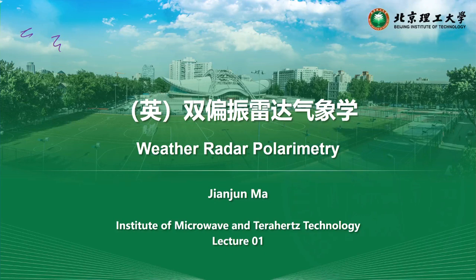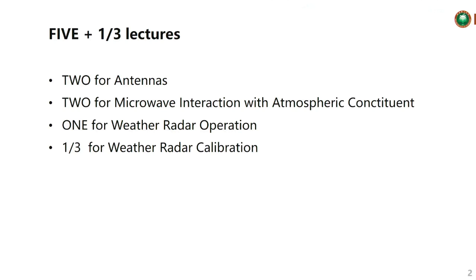So this course is called weather radar polarimetry, and we want to give a brief introduction about the operation of weather radars and their interactions with the atmospheric components. We have just 16 hours, so we're going to divide it into about 5 1/3 lectures.